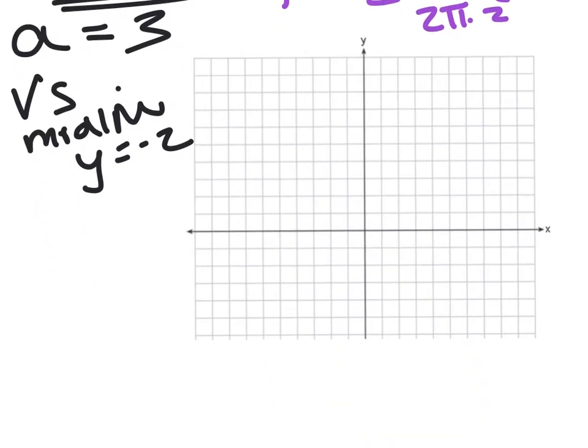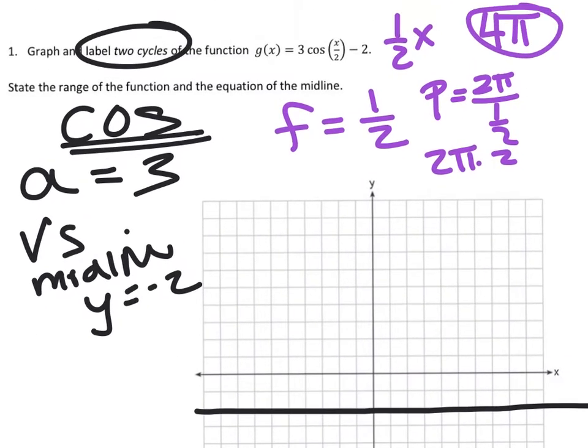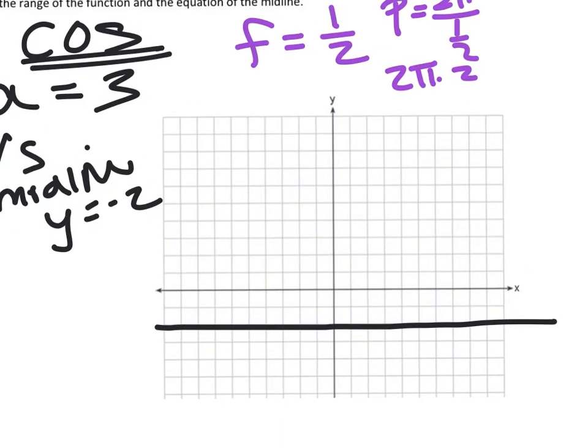So again, I'm going to start with my midline and draw that in. So I'm going to go down 2, and I'm going to draw my midline in. So that's like my new x-axis. We said the amplitude is 3, and of course I got to label my points here. So I'm going to go pi over 2, pi, 3 pi over 2, 2 pi.